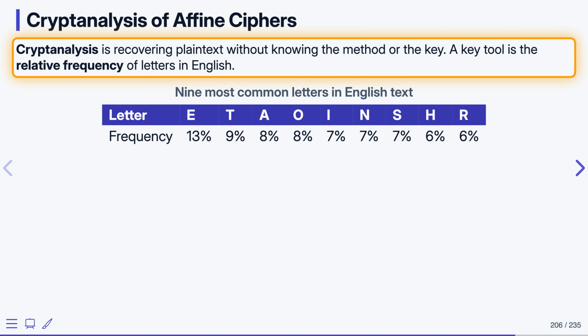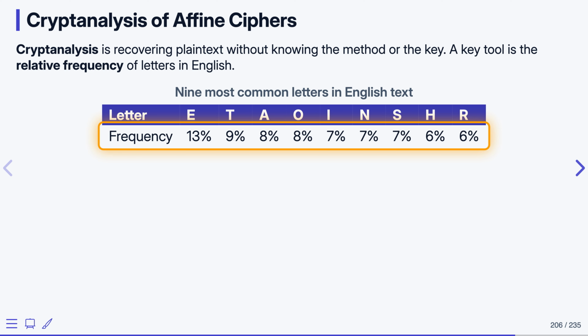Cryptanalysis means breaking a code. We try to read a secret message without being told the key. A key tool is a simple fact about English. Some letters appear far more often than others. The letter E is the most common, about 13% of all letters. Then come T, A, O, I, N, S, H, and R. A shift cipher moves every letter by the same amount, so it moves the whole frequency pattern along without changing its shape. That is the weakness we attack.